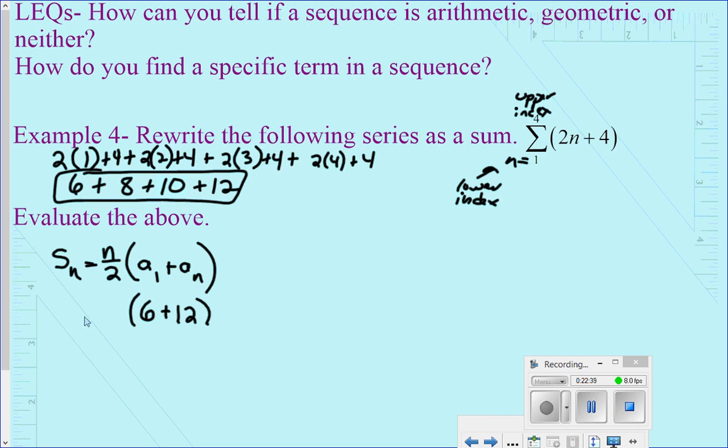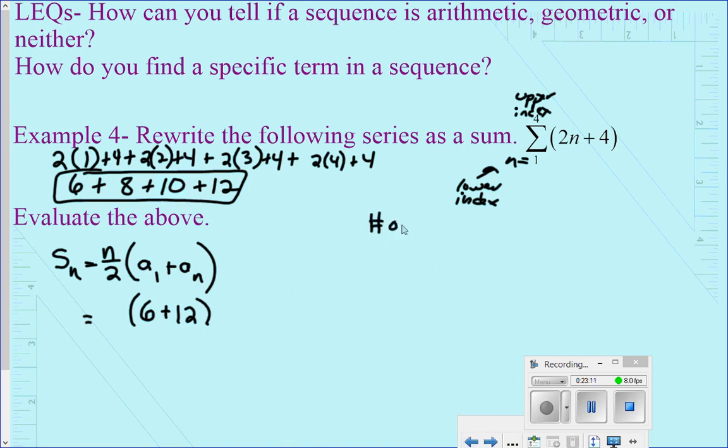Next, I need to know how many terms there are. Again, this one's quite obvious because we can just look and count and see that there are 4. But oftentimes you will only do a few terms of the series so that you can recognize the pattern. You won't do all of the terms. And so if I haven't figured out what all of the terms are, then I can't just count them. So there has to be an easier way, and that is the following. You take the upper index and subtract the lower index and add 1, and that will give you the number of terms. So let me write that.